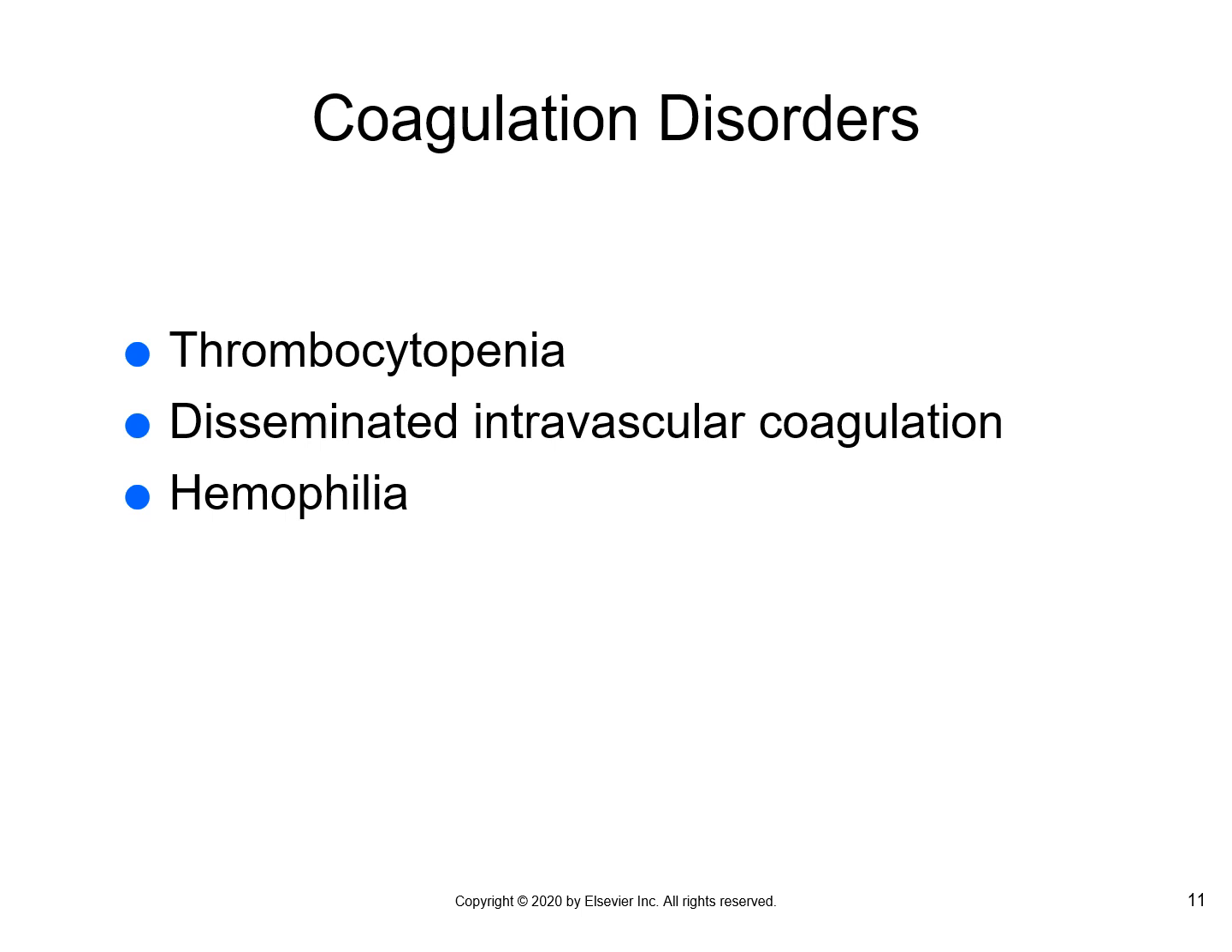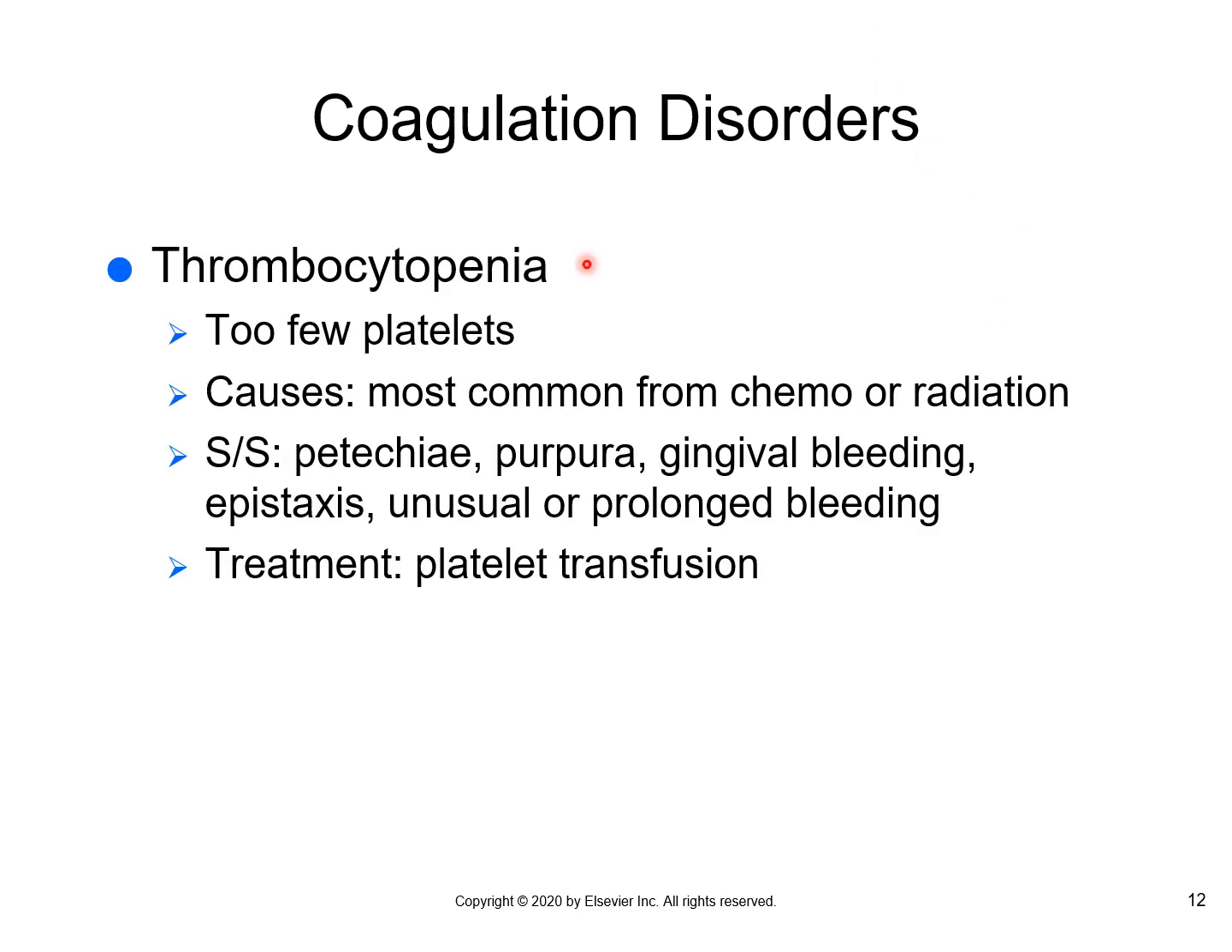Now let's go to the coagulation disorders, which are your thrombocytopenia, your disseminated intravascular coagulation, and hemophilia. Thrombocytopenia is a condition where there are too few platelets. So go back to the function of platelets. Then you're going to know if there's a thrombocytopenia, which is too few platelets. You're going to have those signs and symptoms of bleeding.